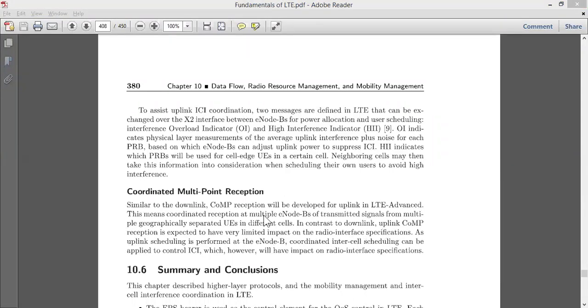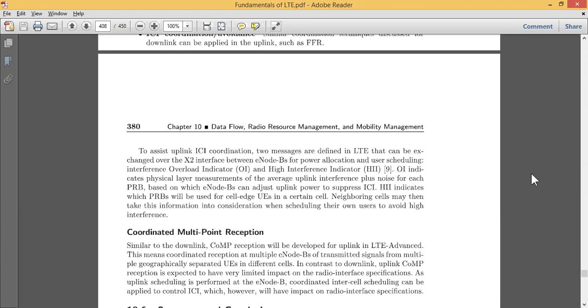So therefore, if you want to reduce the ICI with respect to the downloading and uplink, you have to utilize all these approaches, such that any interference with respect to the uplink and downloading can be minimized as much as possible, such that LTE will give better performance compared to other conventional wireless communication or wireless cellular systems.